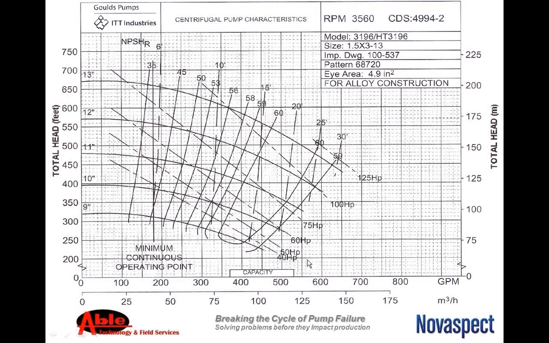This one goes all the way out to the end of the curve line, which is approximately 650 foot of head. But as you cut that impeller, your flow will also change. If you're putting in a 9-inch impeller, for example, it'll only max out at 450 foot of head.